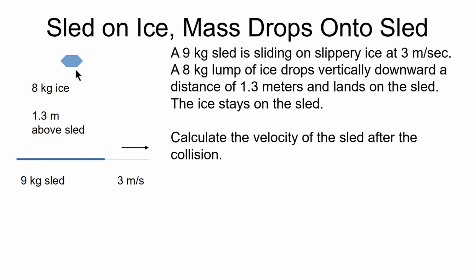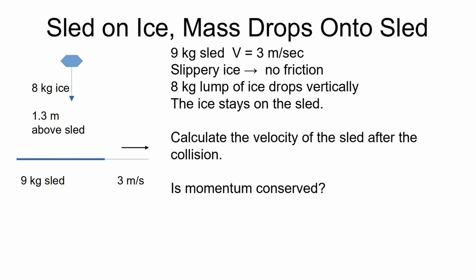This 8 kilograms of ice is going to drop straight down, vertically down, and land on the sled and stay on the sled. We want to calculate the velocity of the system, which would be the sled plus the ice, velocity of the system, after the collision occurs. So let's go a little further with our understanding here.